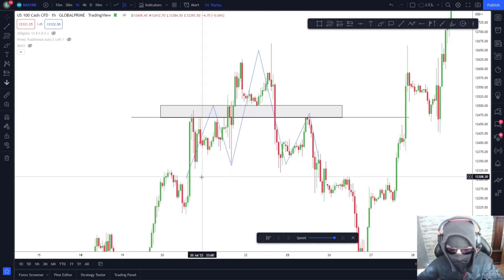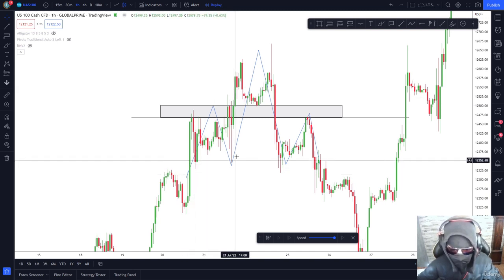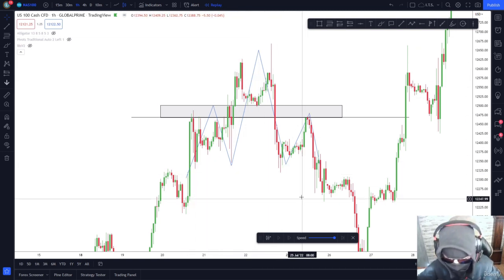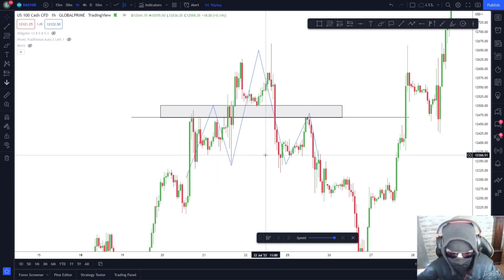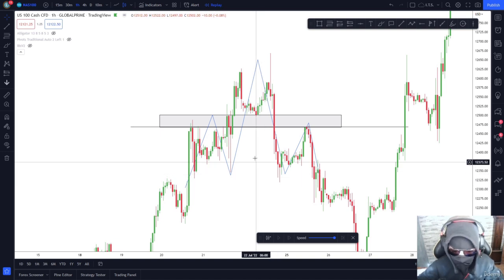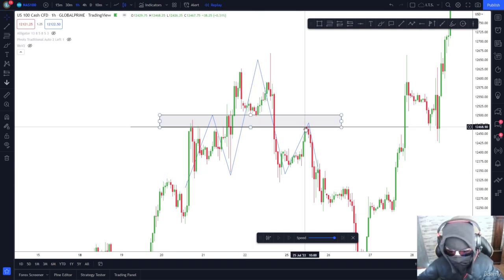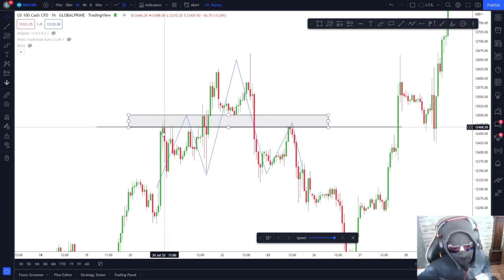You've got this pattern: up, down, break up, break back down, and this is the point. Pay attention, this is the pinnacle of the head and shoulders. This is the best way to trade it. You want to take a sell position here on this point.